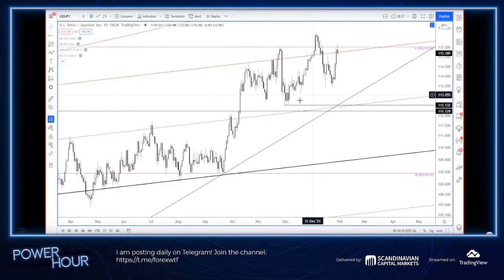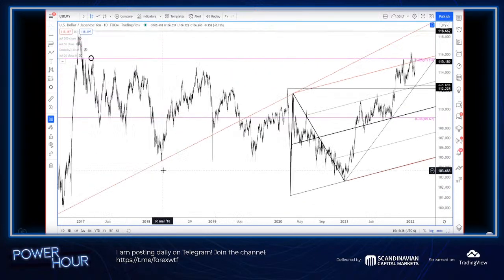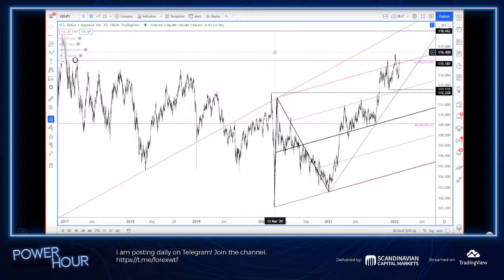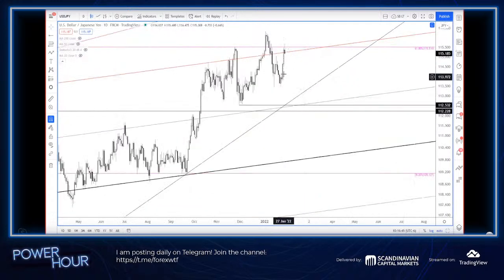So again, to me, this is resistance. I like selling at resistance, right? Pretty simple. Keep it simple that way.